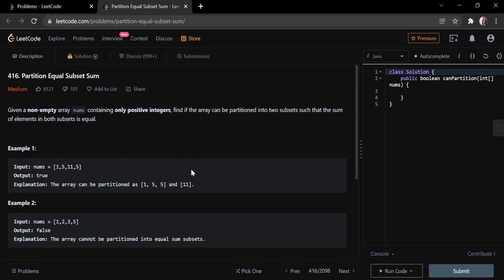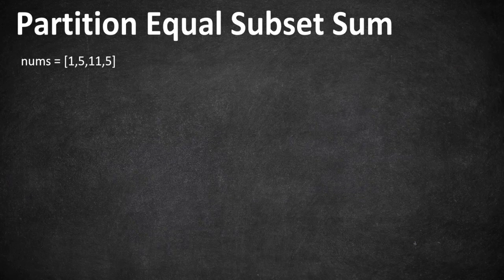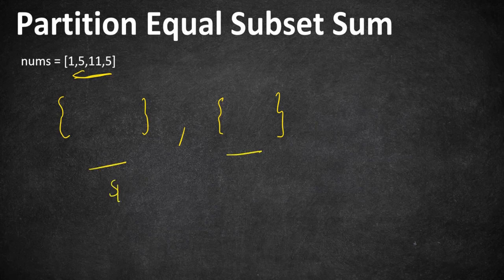So let's understand this with an example. Here is our given example in the problem statement, and we have to divide this array into two subsets such that both the subsets have equal sum. Let's start with the elements given in the array. Each element must be in either of the subsets, either subset 1 or subset 2. They can't be in both the subsets.